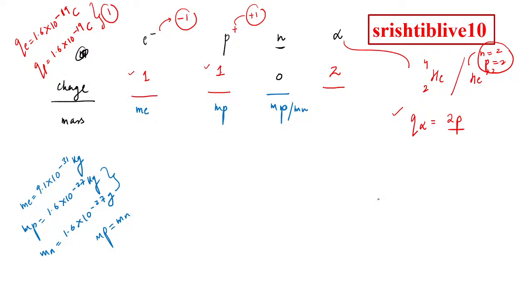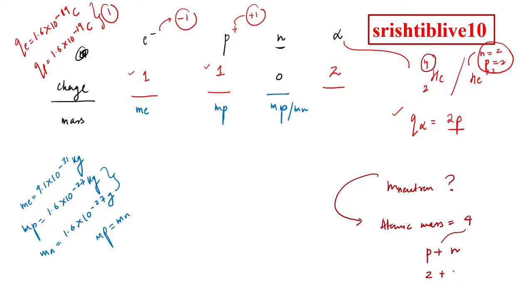Next, what is the atomic mass of a nucleus? In alpha particles, the atomic mass is equal to 4. The atomic mass of helium is 4. Atomic mass is nothing but the summation of the number of protons plus the number of neutrons. An alpha particle is a helium nucleus, so we have 2 protons and 2 neutrons. So the atomic mass is 4.